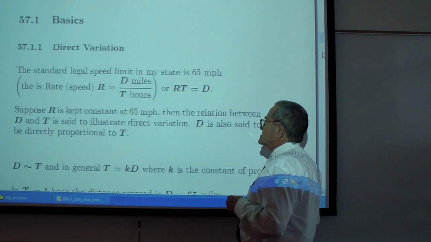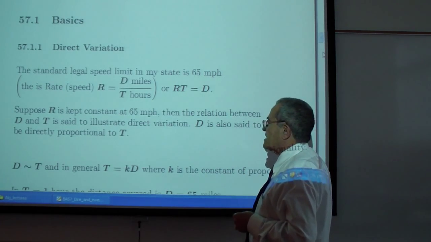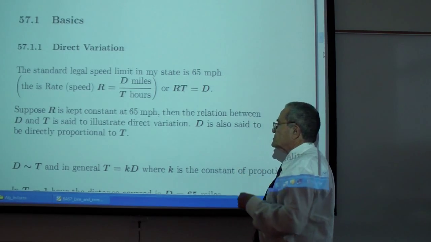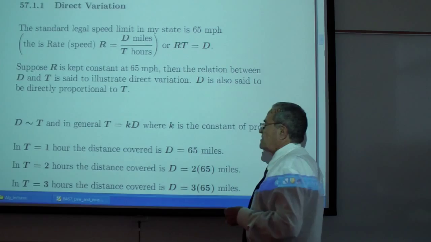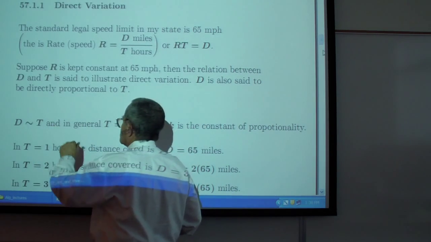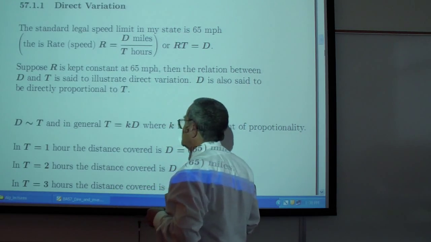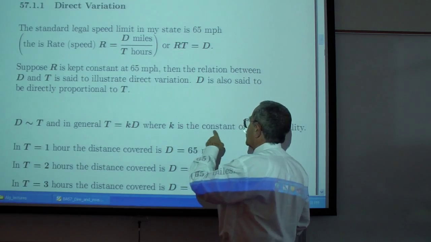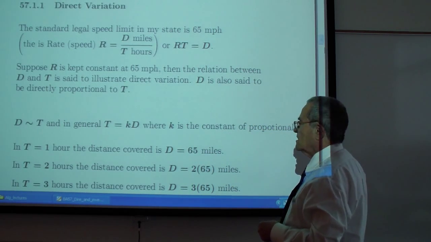Suppose R is kept constant at 65 miles per hour. Then the relationship between D and T is said to illustrate direct variation. D is also said to be directly proportional to T. So D is directly proportional to T, and in general D is a constant times T, or T is a constant times D, where K is the constant of proportionality.